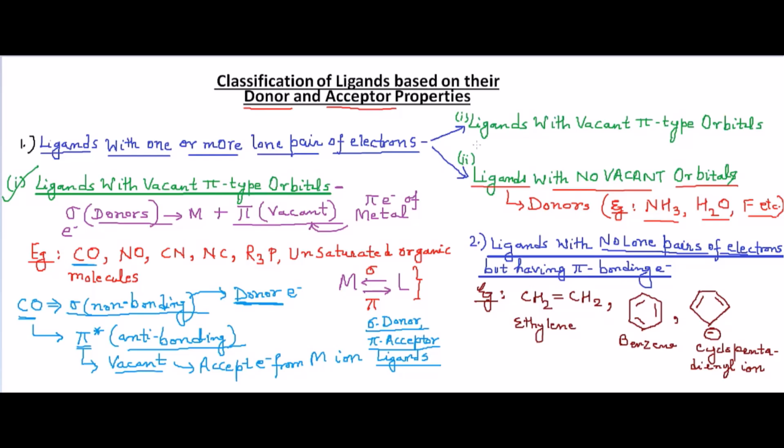So I hope this classification based on the acceptor and donor properties of the ligands is quite clear now, and I hope it helps.